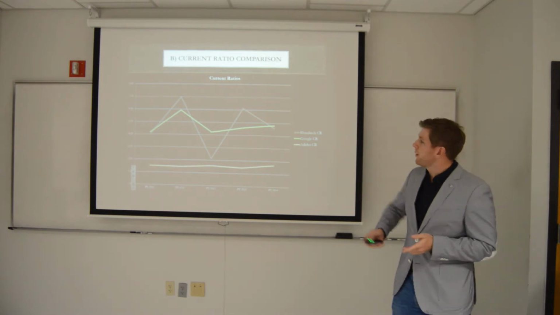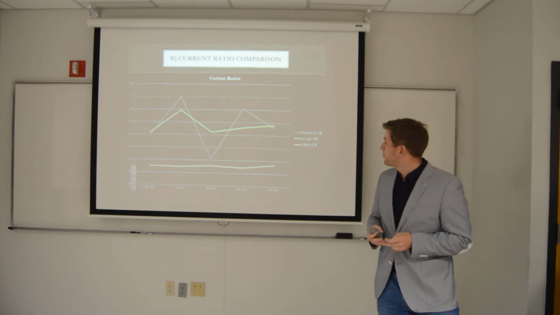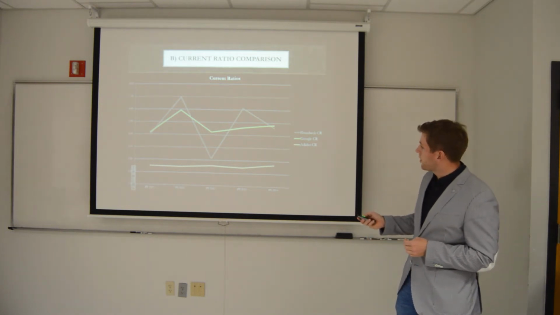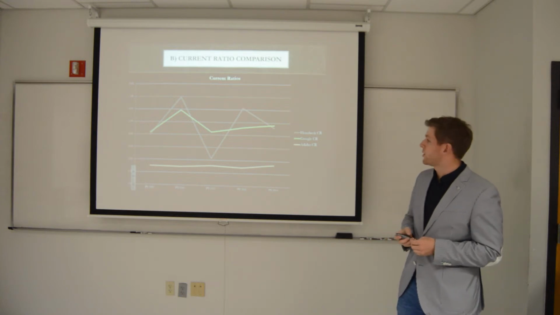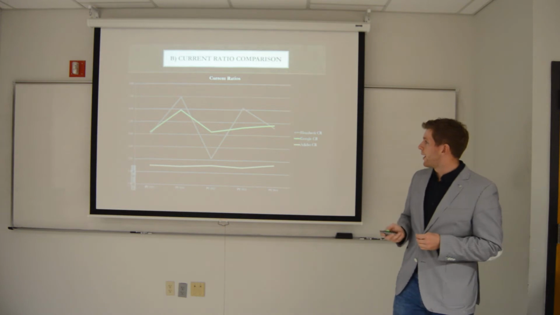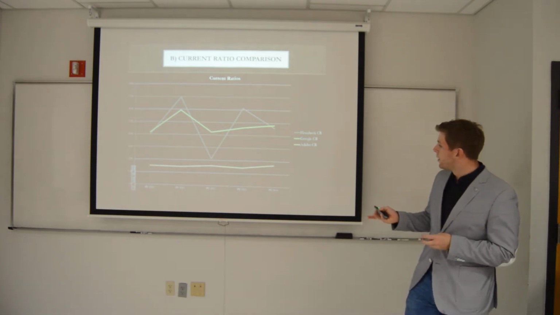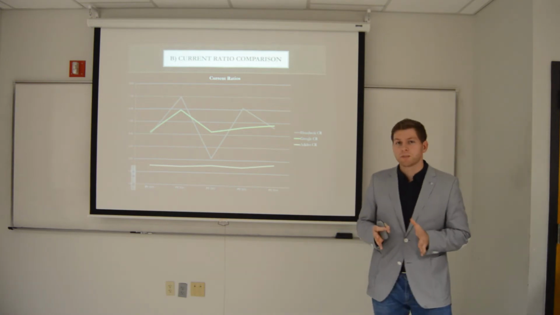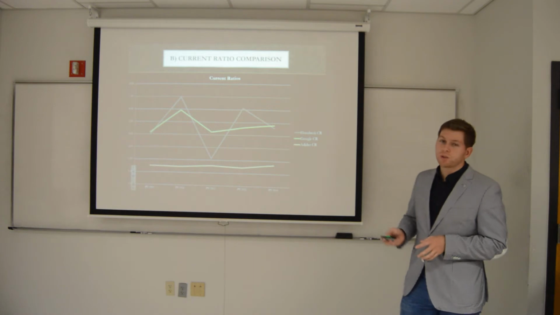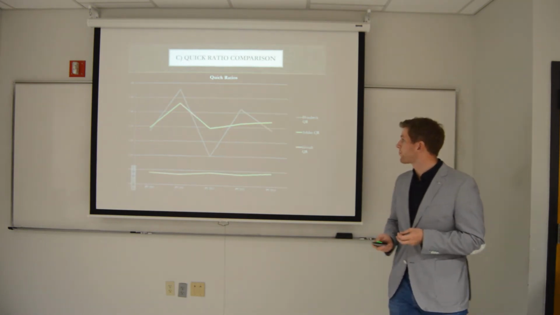Looking at Hornbeck, which is the gray line, I can see they have a pretty high current ratio, but they also had a lot of volatility going on, especially in the fiscal year of 2012. And looking at Google, the green line, I can see that their current ratio has been between 4 and 6, and has been most recently just below 5, which is a pretty decent current ratio, and they also had the least volatility in their current ratio.